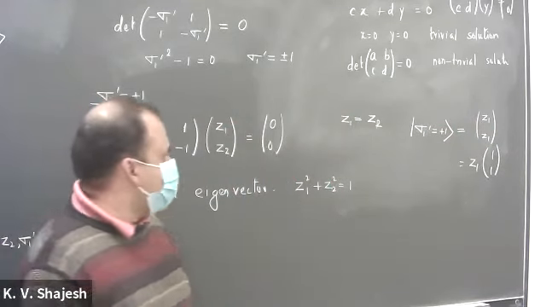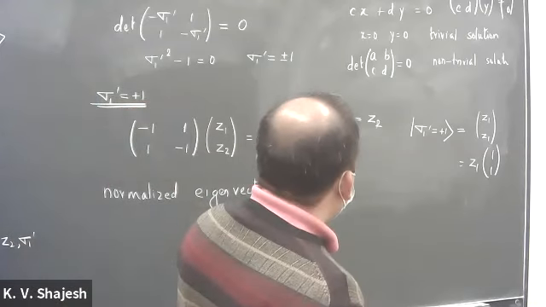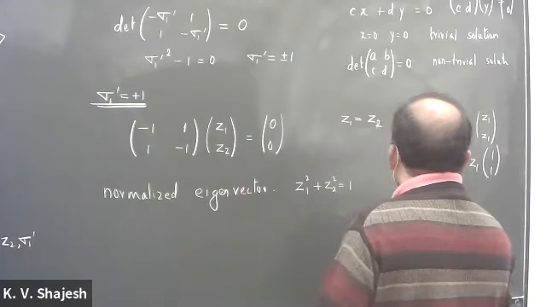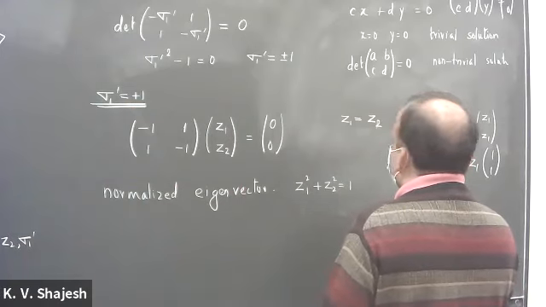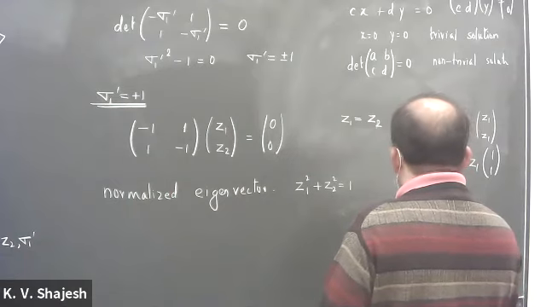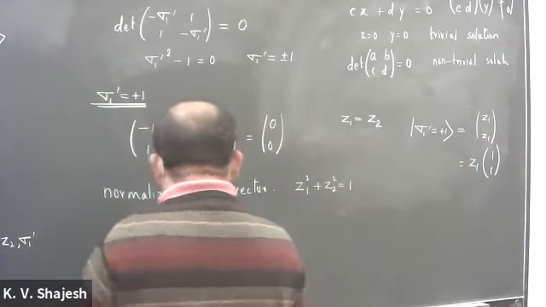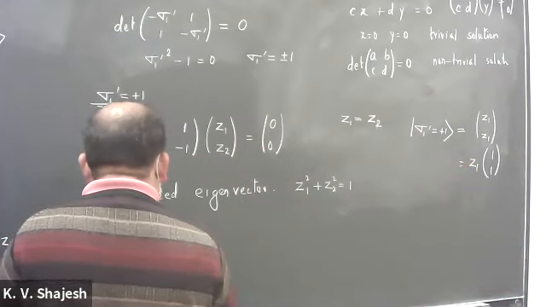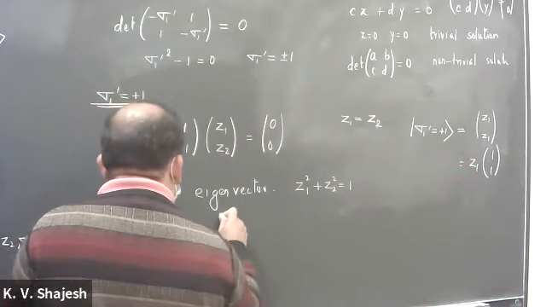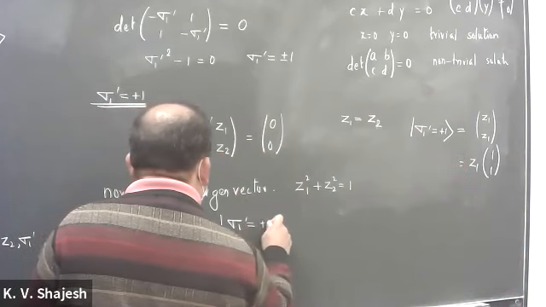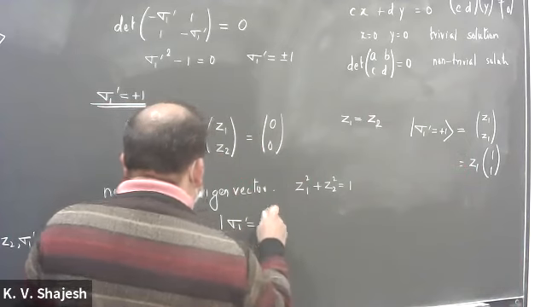So (1, 1). Let's say a normalized eigenvector. How should I call it? Normalized eigenvectors are, what should I label it as? E1, let's say, okay? E1 is equal to sigma 1 prime equal to plus 1, right?